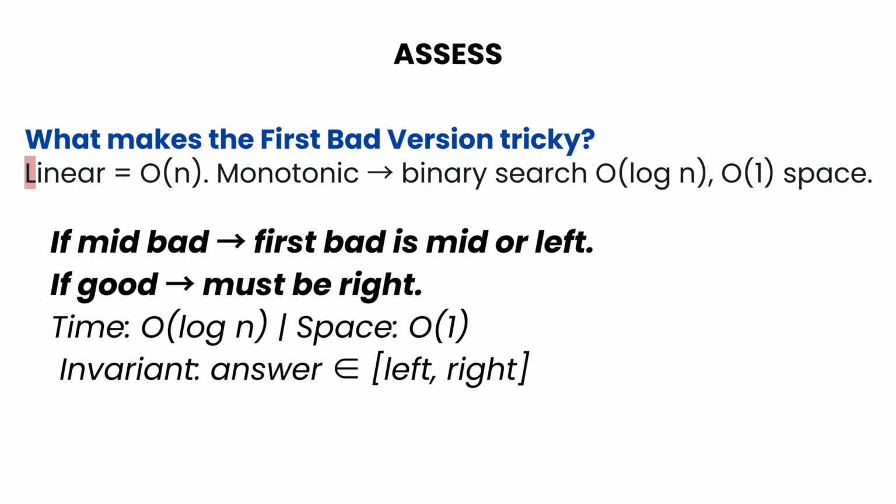Assess. Linear scan is O(n), but the predicate is monotonic, so binary search gives us O(log n) time and O(1) space. The pitfalls are the termination condition and deciding which side to keep when mid is bad. If mid is bad, the first bad could be mid or somewhere to its left. If mid is good, the first bad must be to the right.